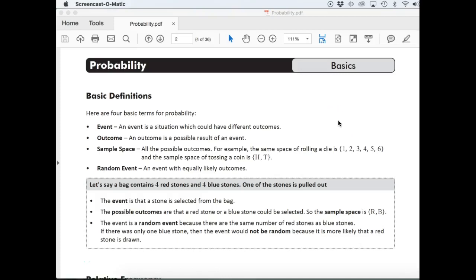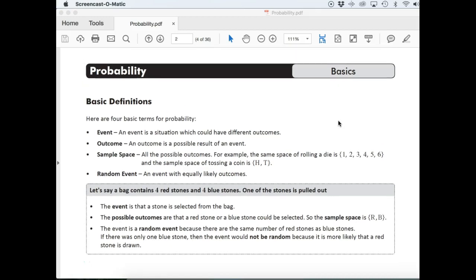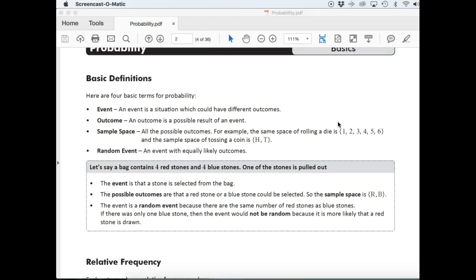Hi, Year 10. I'm just going to go over the probability sheet that I've left you with whoever's teaching you this time. Let's have a look at the first page. What I'd like you to do is follow through on your booklet so that you are watching the same thing that you can see on the screen.